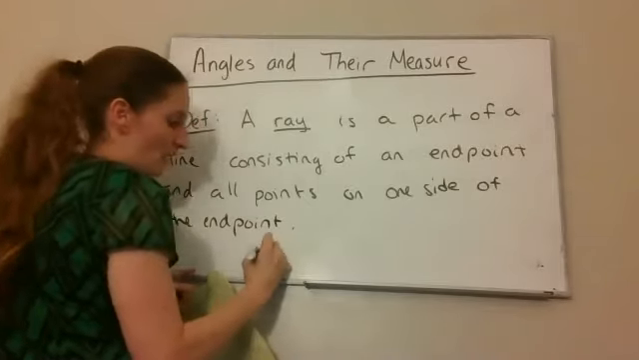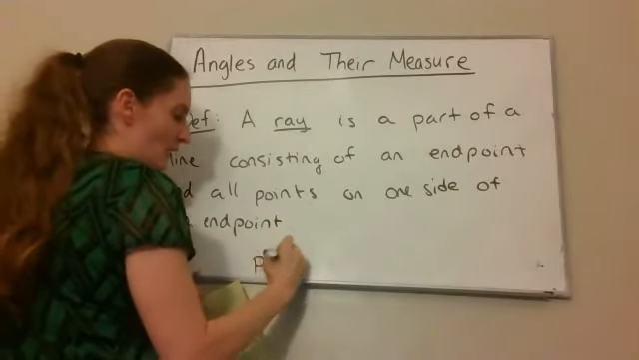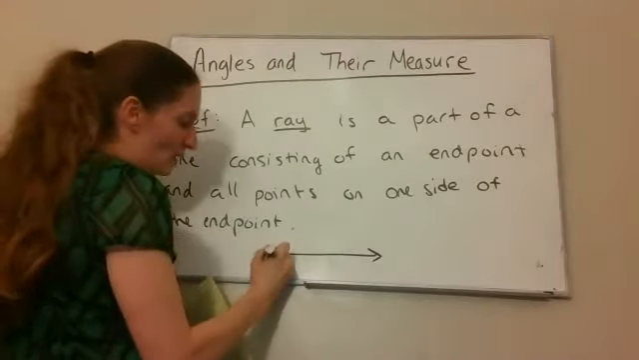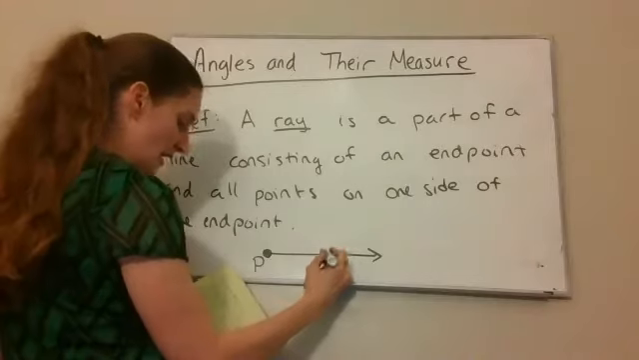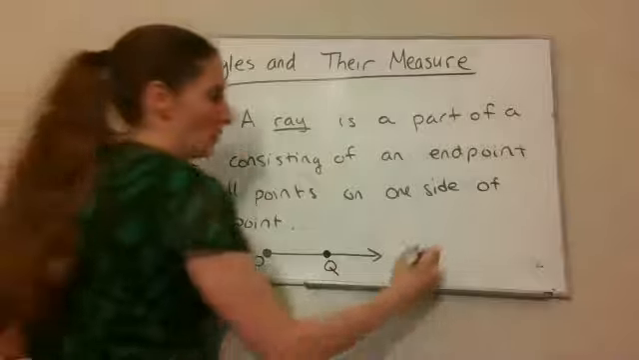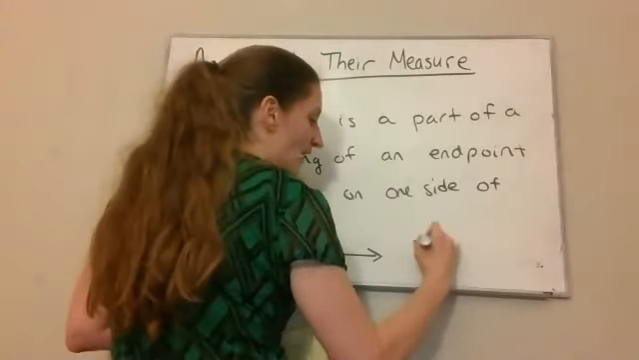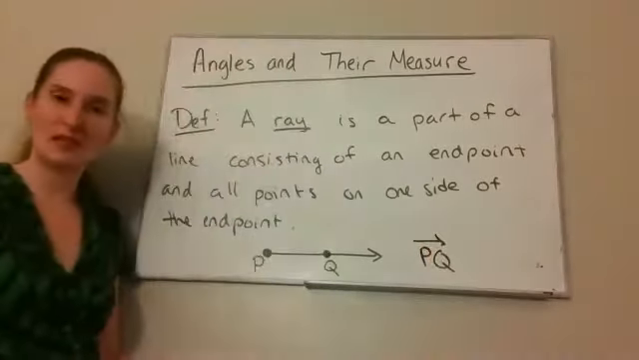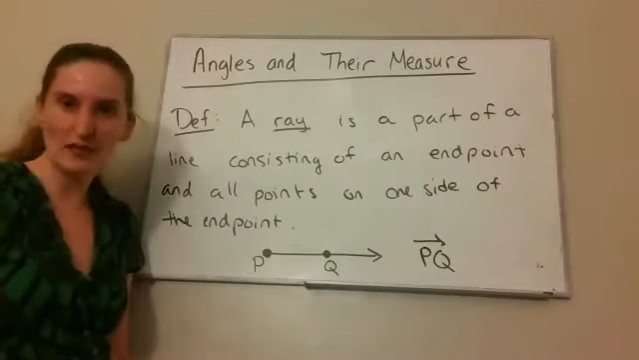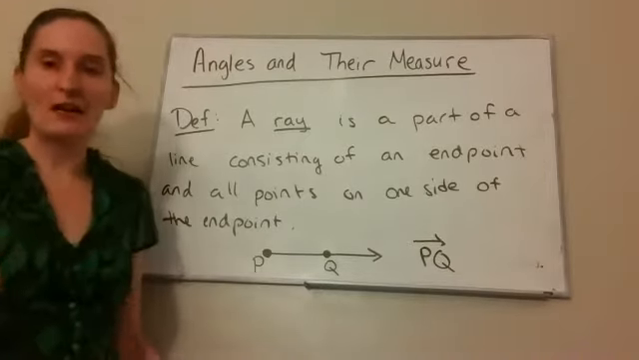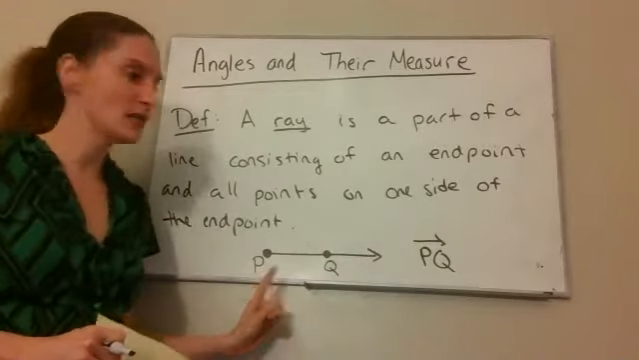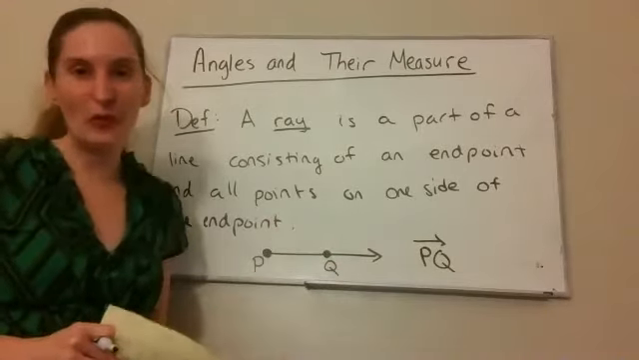So for example, here's an endpoint, I'm going to call it P, and we indicate with an arrow that we have a line going on forever, but it's only going in one direction. And I'm just going to pick another point on this ray, I'm going to call it Q, and this denotes the ray PQ, which we indicate by the two points, P and Q, with an arrow over the top to indicate it's a ray. Now, if you're naming a ray, the first letter always corresponds to your endpoint, and the second letter is just any other point on the ray.